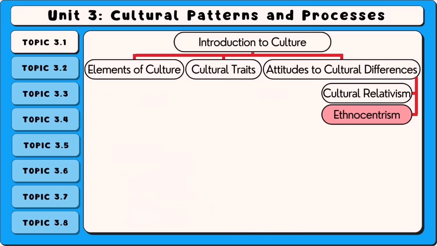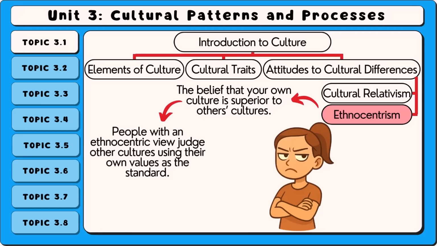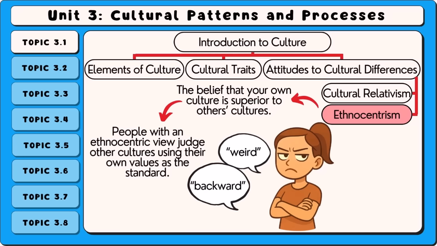Ethnocentrism is the opposite. It is the belief that your own culture is superior to others' cultures. People with an ethnocentric view judge other cultures using their own values as the standard. For example, they might call another culture's food weird or its customs backward.